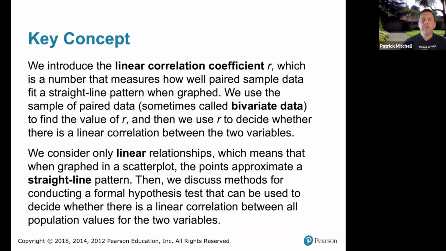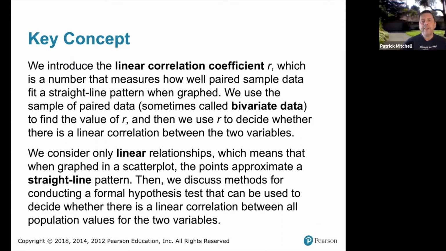We introduce the linear correlation coefficient, R, which is a number that measures how well paired sample data fit a straight line pattern when graphed. And you'll see a lot of pictures of this in a little bit. We use the sample of paired data, sometimes called bivariate data, to find the value of R. And then we use R to decide whether there is a linear correlation between the two variables.